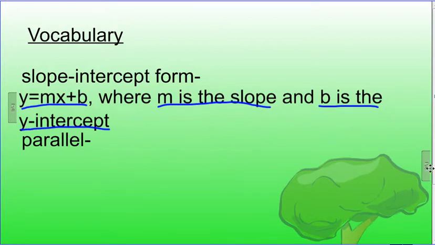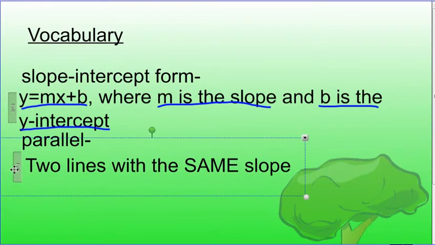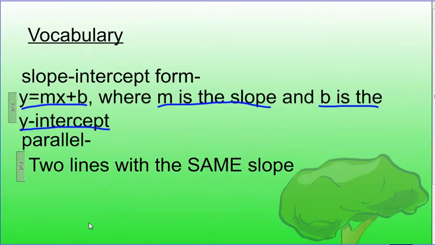Also, later on in the lesson, we'll be trying to identify if two lines are parallel, and you have to know that parallel means that two lines have the same slope. You might have remembered parallels being two lines that never intersect. They go the same direction, like train tracks. Those two lines that go the same direction have the same slope. If one of them has a really steep slope, the other has a steep slope. If one's kind of shallow, the other's shallow.